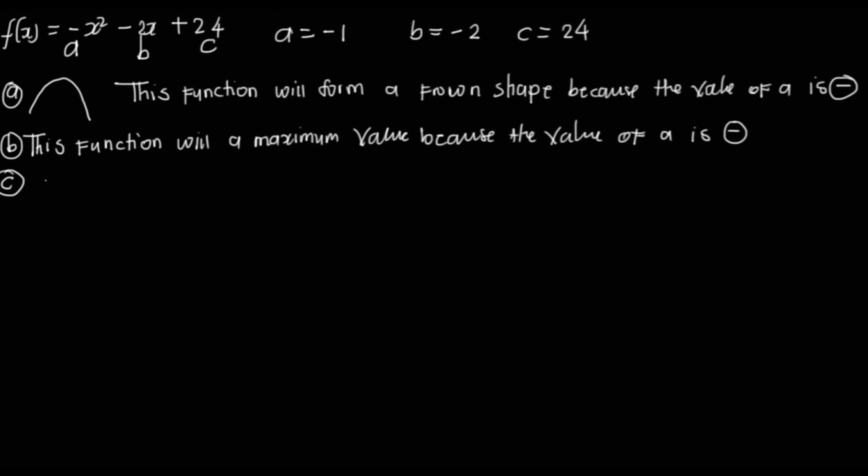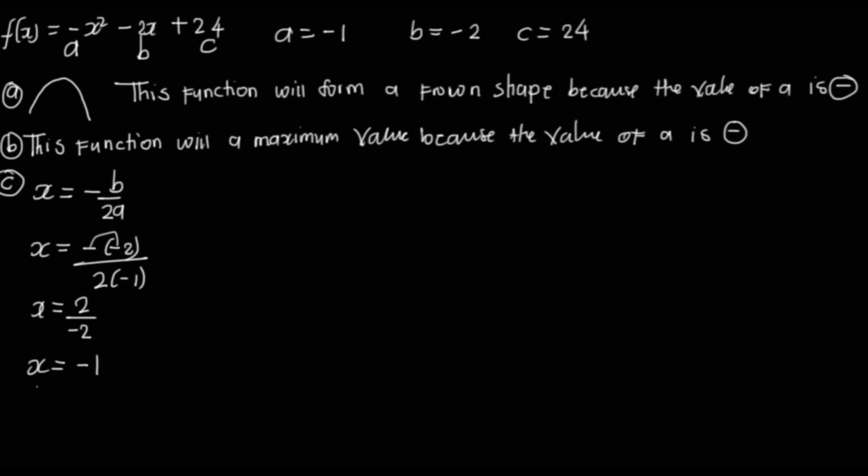We begin with the x, which is x is equal to minus b over 2a. From the values, we can see that the value of b is negative 2 over the value of a is negative 1. So negative times negative 2 is positive 2, over negative 1 times positive 2, that is negative 2. Our x is equal to negative 1.